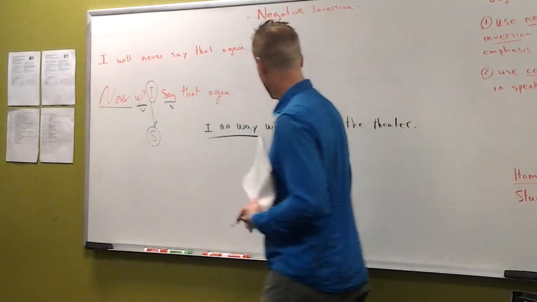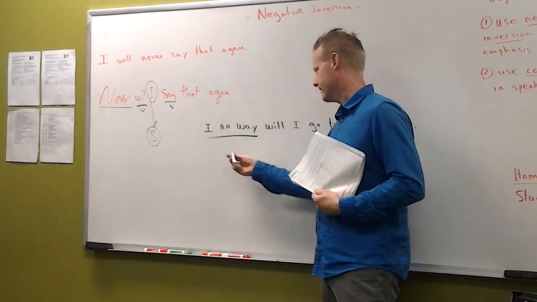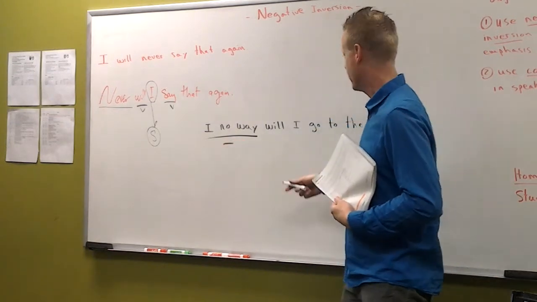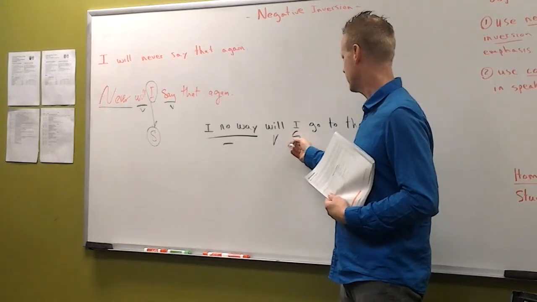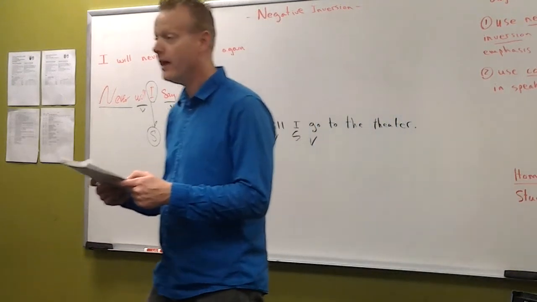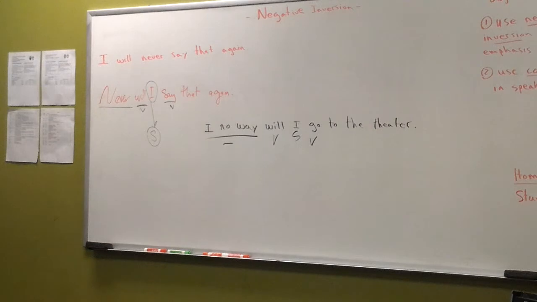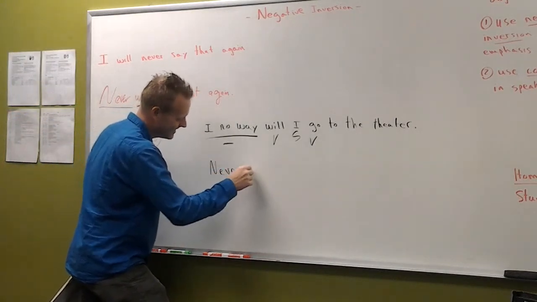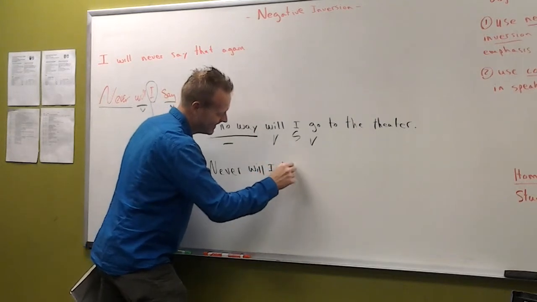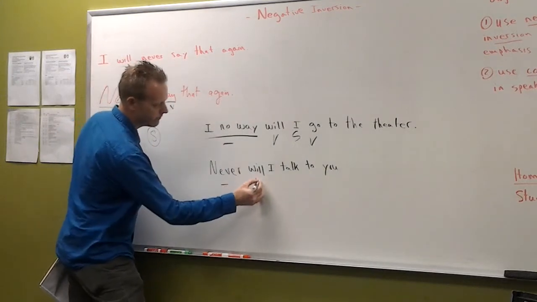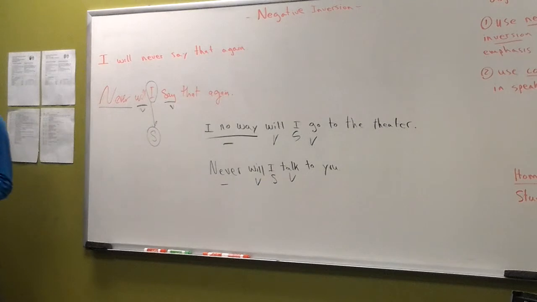So where's the verb? Where's the negative? There it is. Is it implicit or explicit? Explicit. It's explicit, yeah. Verb? Yeah, would go. Good. So you did it right. Good job. Can somebody give me one for never? Somebody new? Never will I talk to you. Good. Never will I talk to you. Excellent. So you got your negative, verb, subject, verb. You guys okay? All right, let's see.